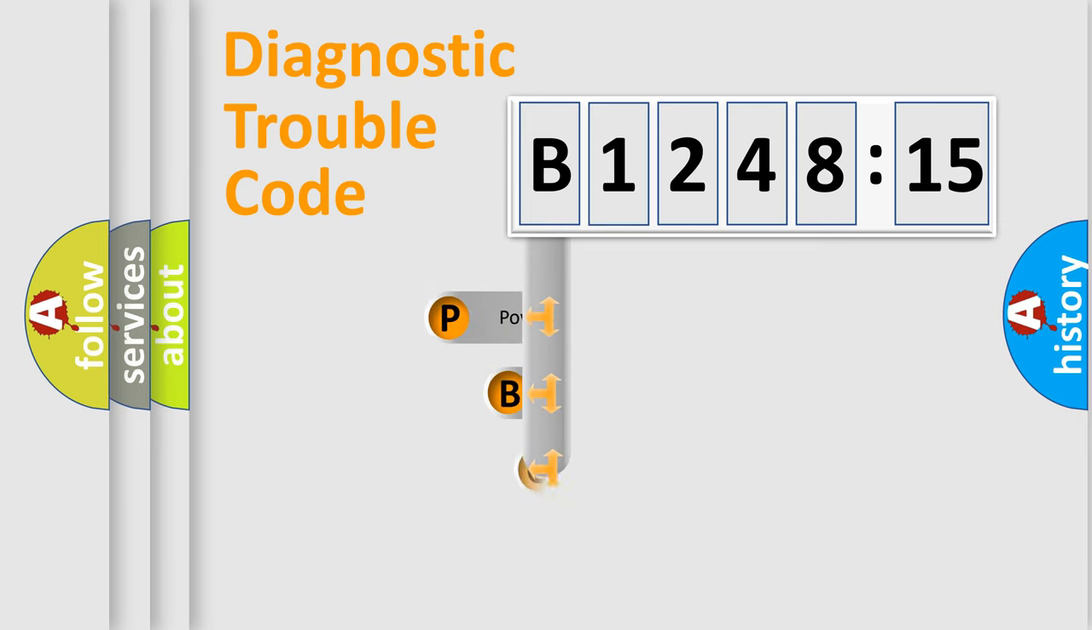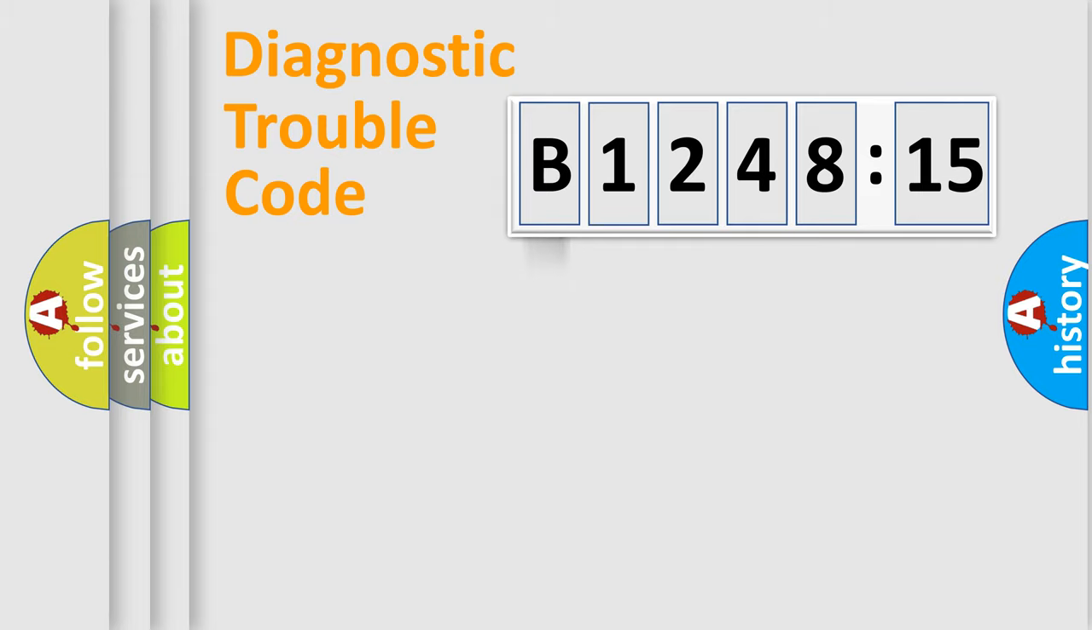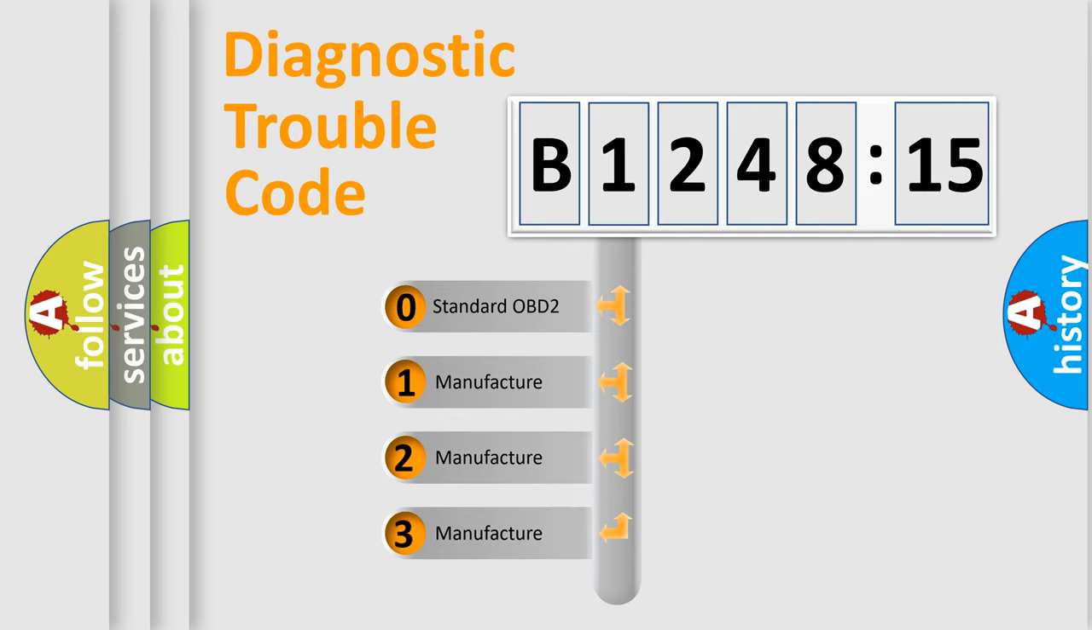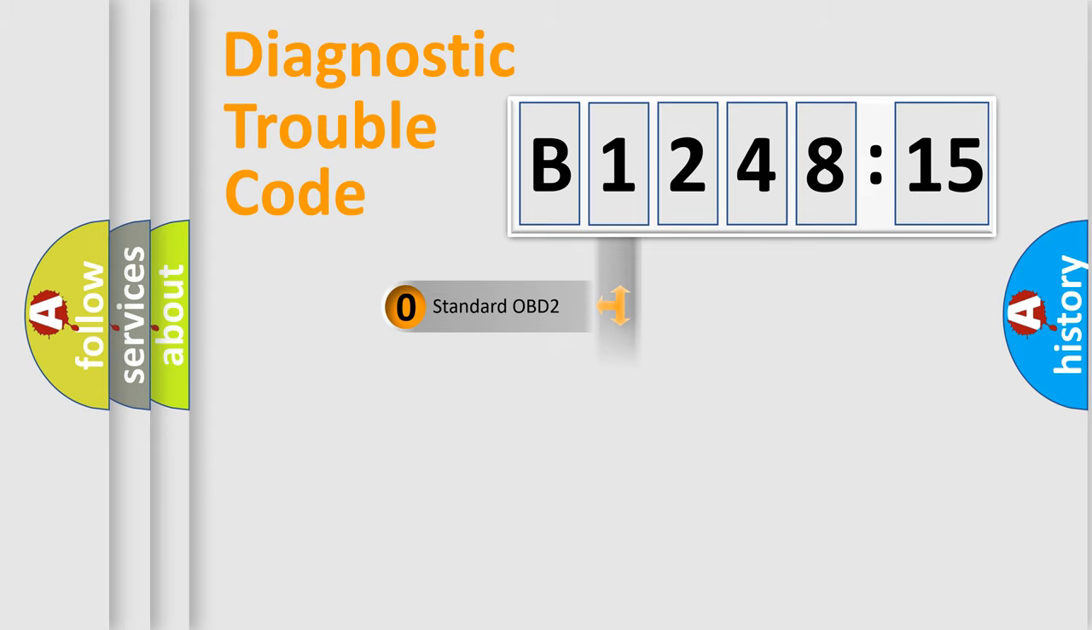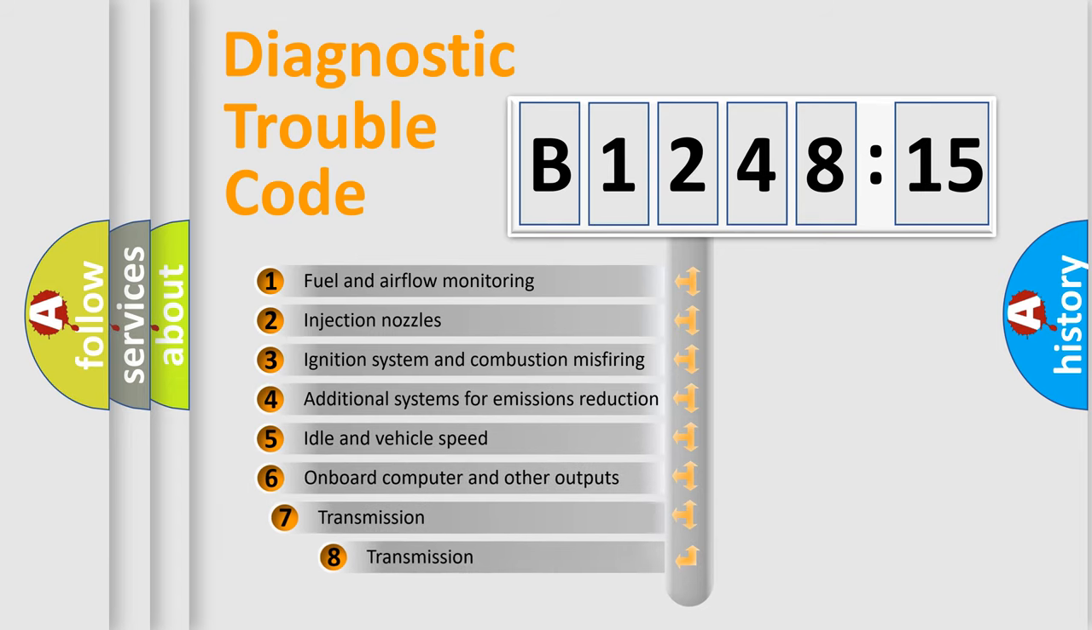Let's do this. First, let's look at the history of diagnostic fault code composition according to the OBD2 protocol, which is unified for all automakers since 2000. We divide the electric system of the automobile into the four basic units: powertrain, body, chassis, network. This distribution is defined in the first character of the code. If the second character is zero, it is a standardized error. In the case of numbers 1, 2, 3, it is a car-specific error.